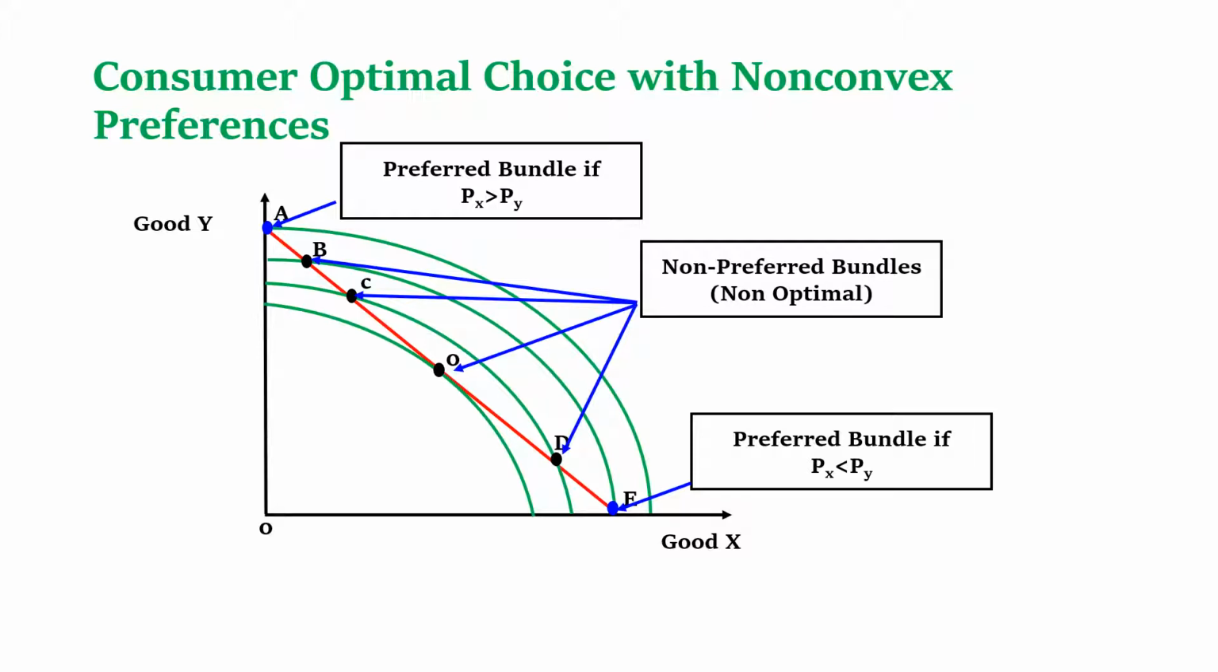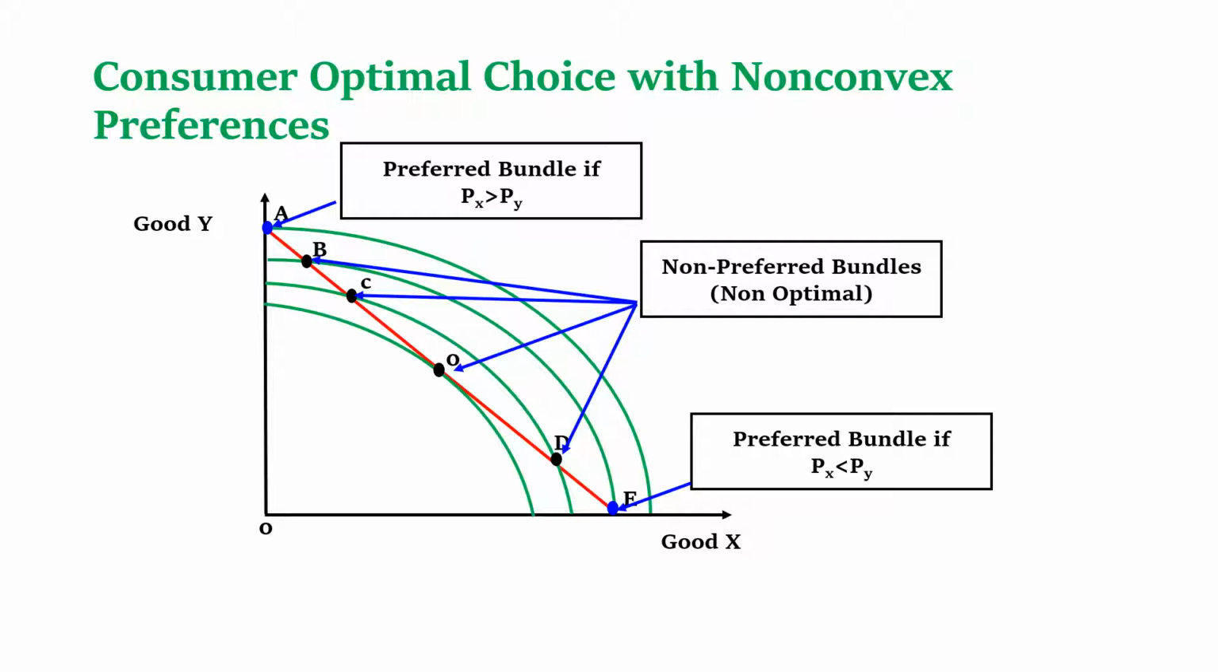Similarly, points B, C, and D are not preferred bundles because the slope of the budget line is not equal to the slope of the indifference curve at those particular points. For all those 3 points, we notice that the marginal rate of substitution is not equal to the relative prices. So that is why B, C, and D are not preferable to the consumer. Because they are not preferable to the consumer, we say they are non-optimal points.